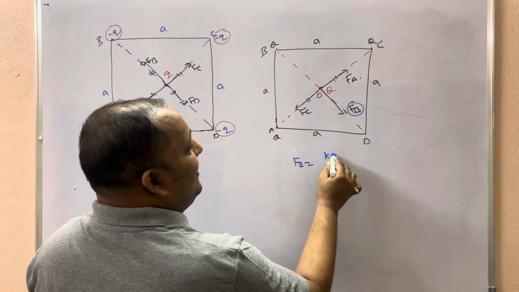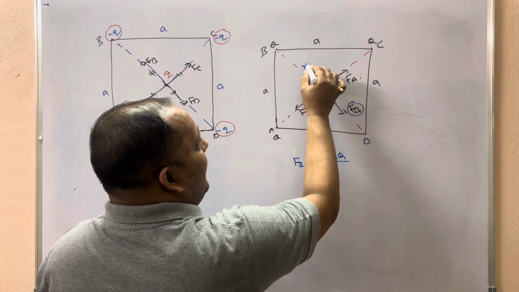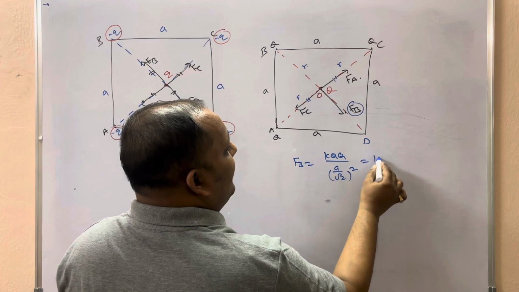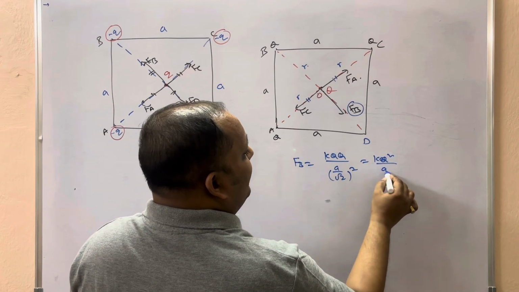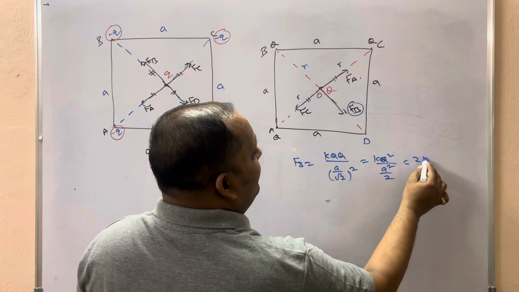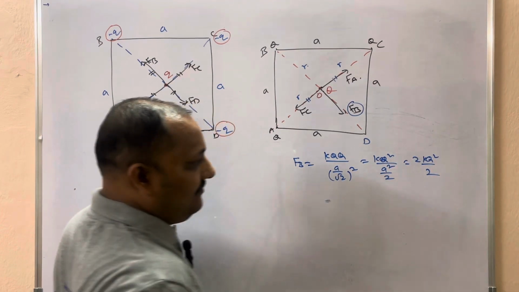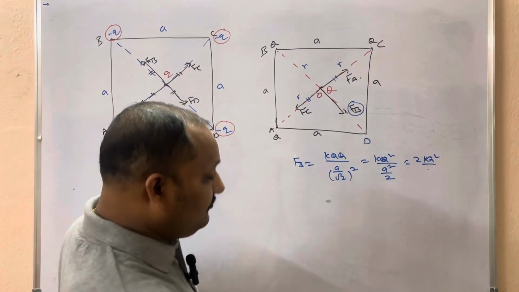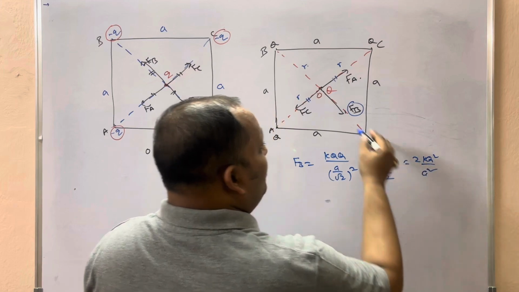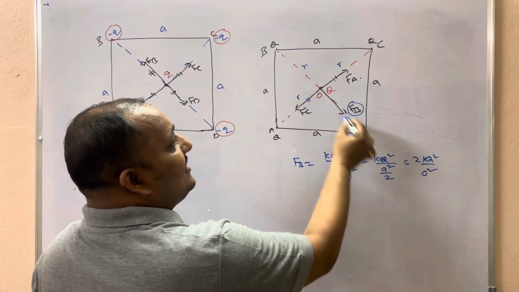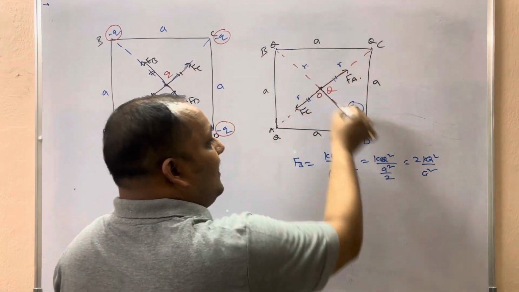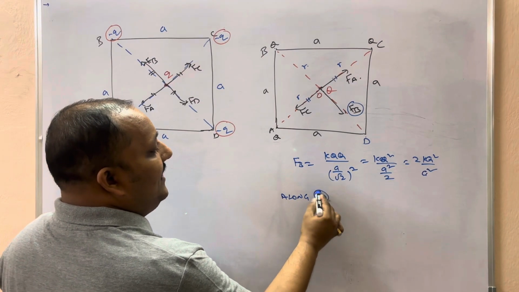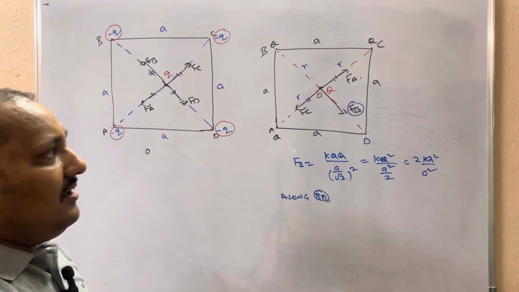What is FB? KQQ by R square. What is this R we said? A by root 2 whole square. So KQ square by A square by 2. That is 2KQ square by A square. Correct. Now 2KQ square by A square is acting along which direction? Along OD or along BD. Along BD direction they are going to ask.